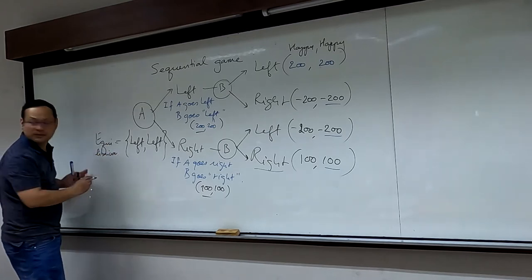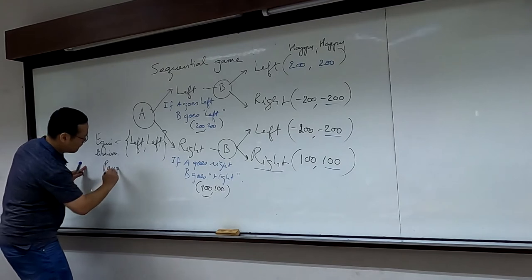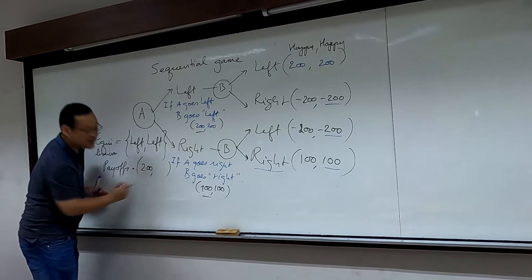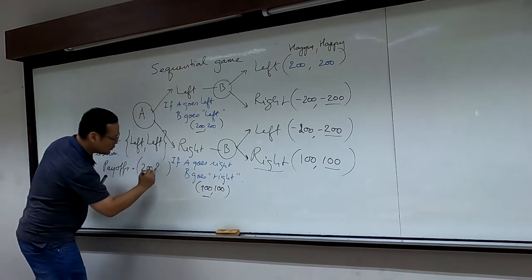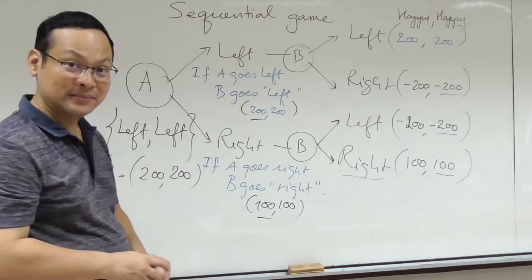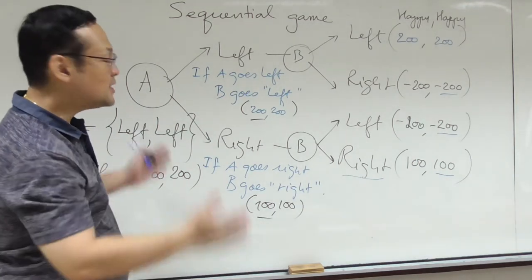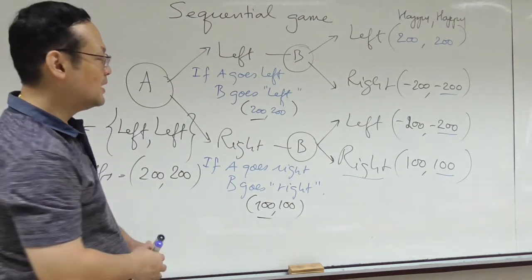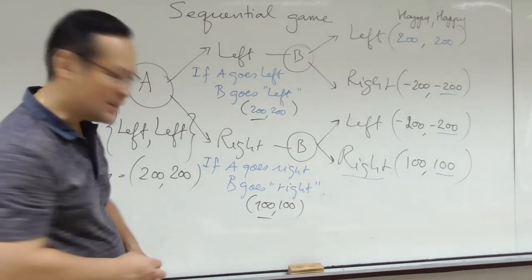And the payoffs, A will get 200 and B will get 200. Easy. This is very easy. This is how you solve the sequential game. So, let's go to the next example.